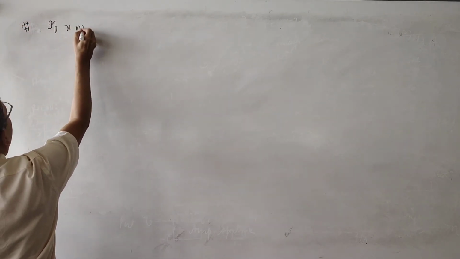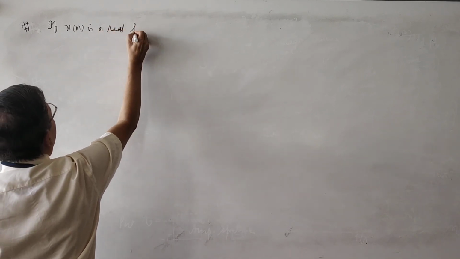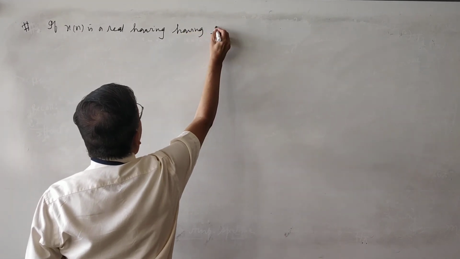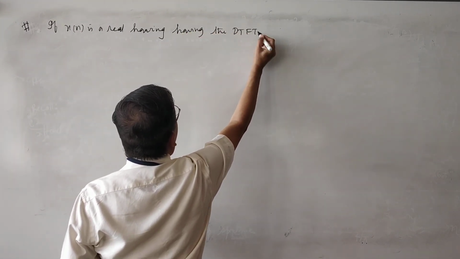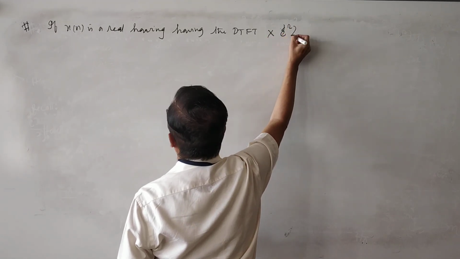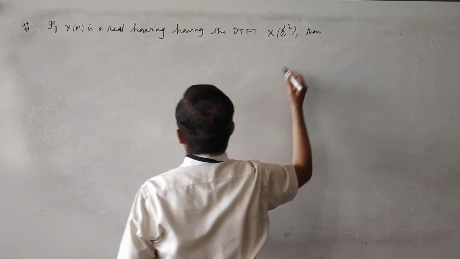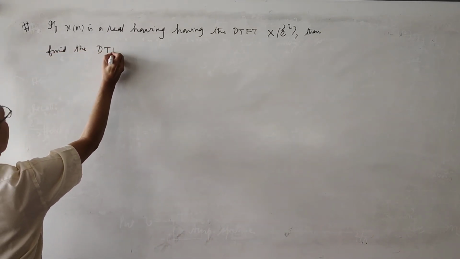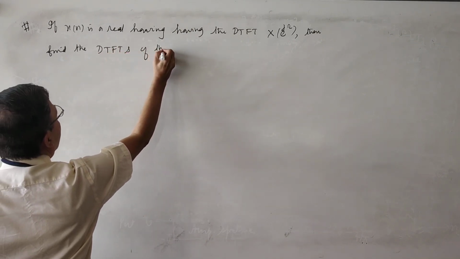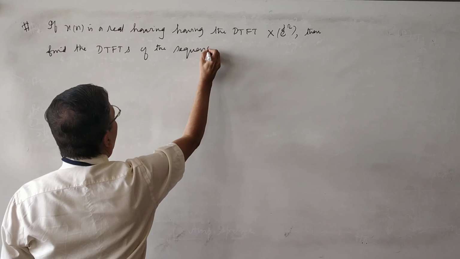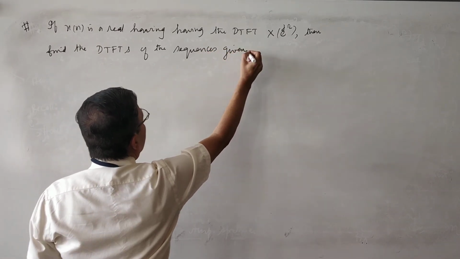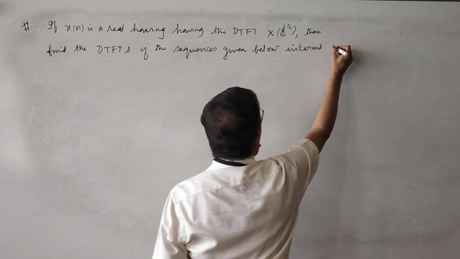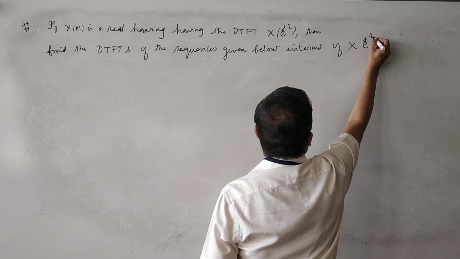If x of n is a real signal having the DTFT X of e power j omega, then find the DTFTs of the sequences given below in terms of X of e power j omega.